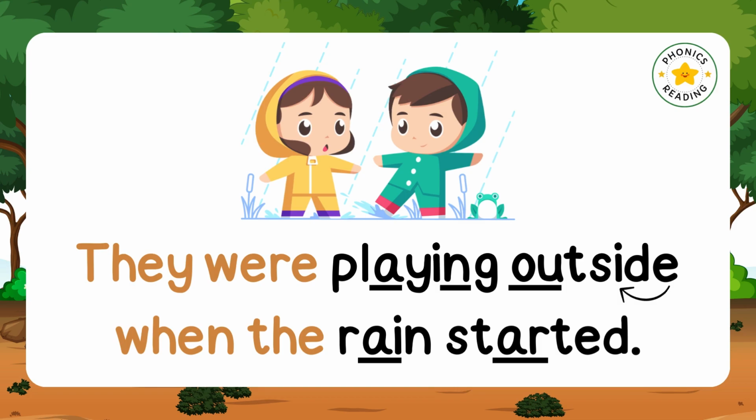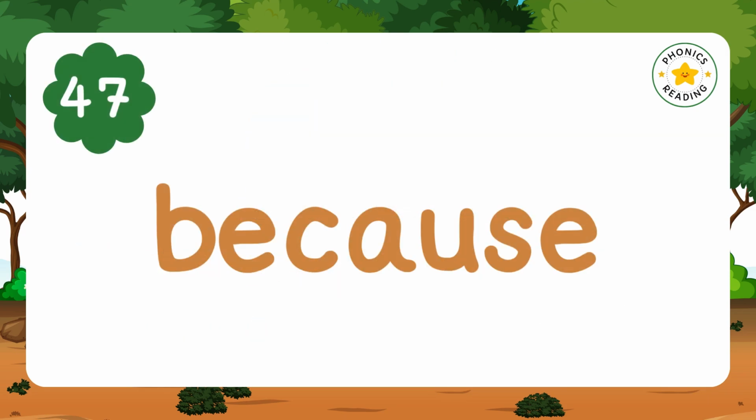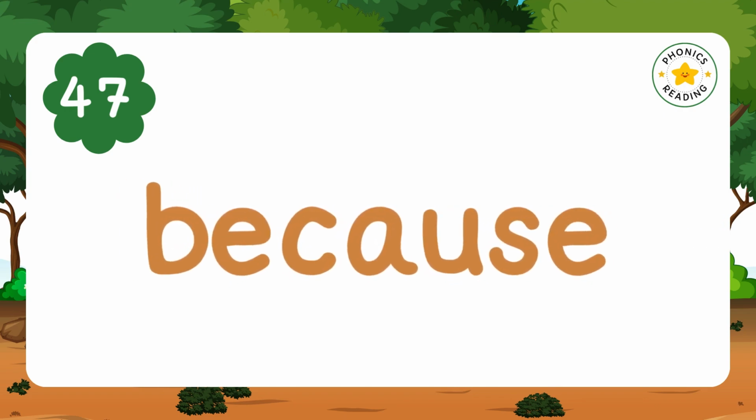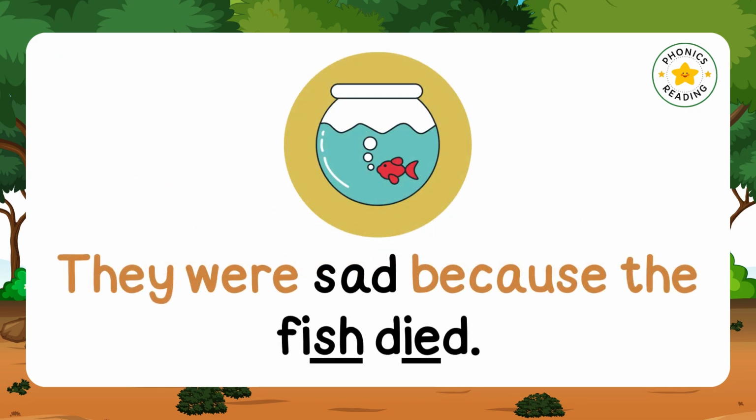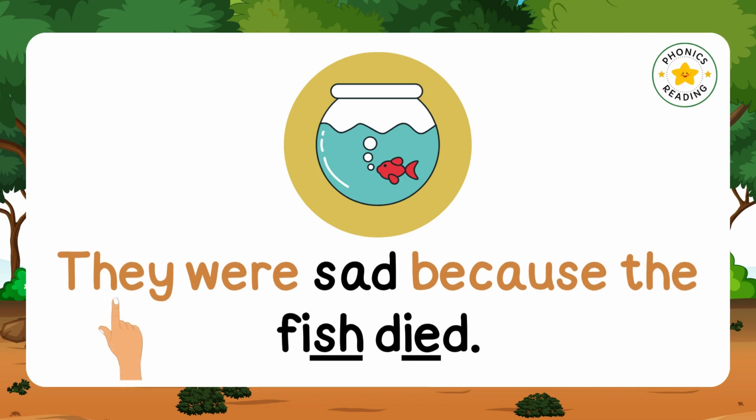Practice writing. It's a big one, a long word, but we can learn it. We'll sing the spelling. B-E-C-A-U-S-E. B-E-C-A-U-S-E. B-E-C-A-U-S-E. That is because. They were sad because the fish died. They, tricky word. Were, tricky word. Sad. Because, tricky word. The, tricky word. Fish. Sh is a digraph. D-I-E-D, died. Ie is a digraph. They were sad because the fish died.